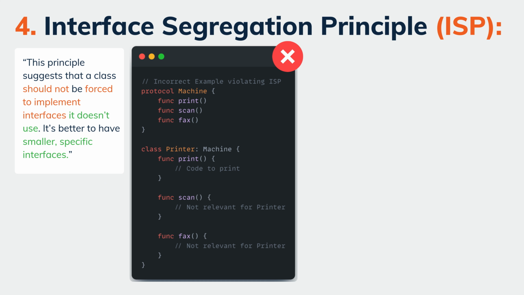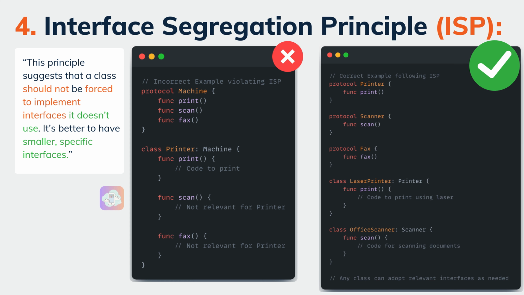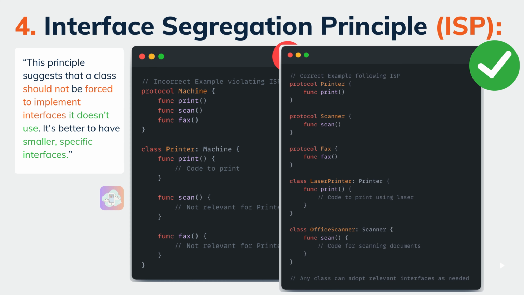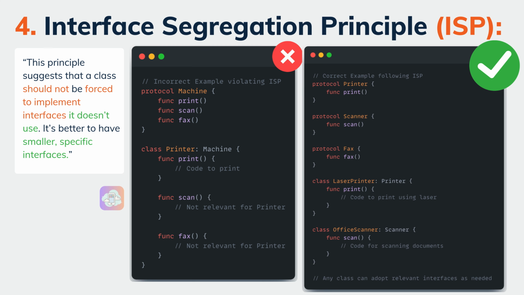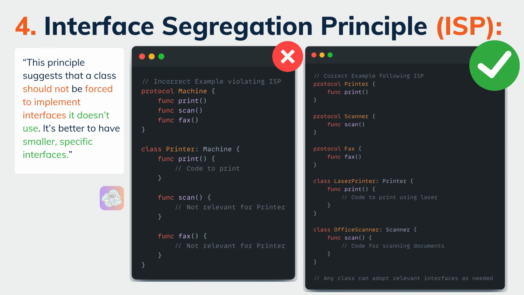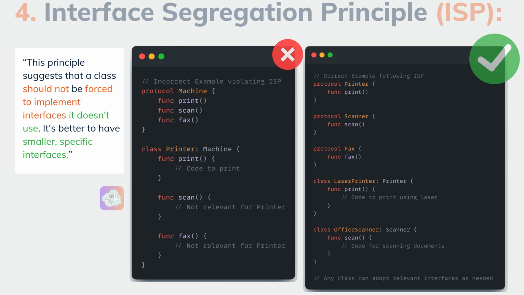Here's how we fix it using smaller protocols. Now, classes only conform to what they need. Here, laser printer only depends on the printer protocol, and office scanner depends on the scanner protocol. No unnecessary methods, no broken contracts. That's ISP. So remember, keep your interfaces lean and focused. Clients should never be forced to implement what they don't use.